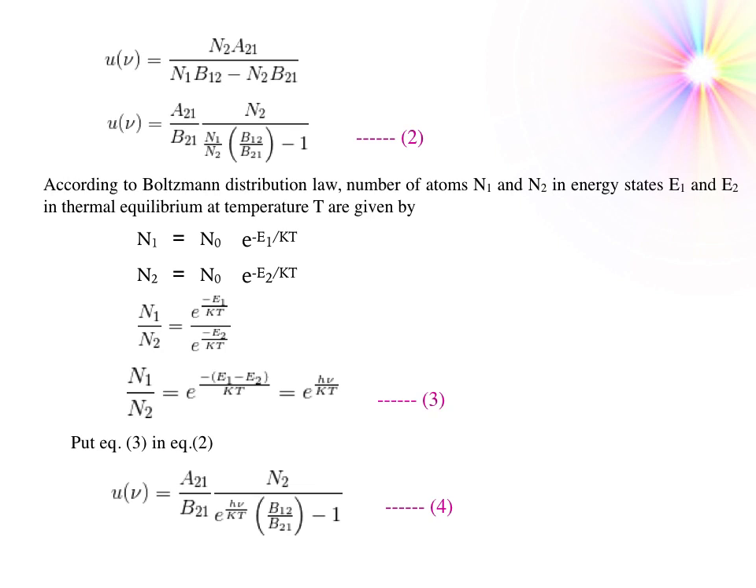Now, according to the Boltzmann distribution law, the population densities N1 and N2 are given as N1 is equal to N0 exponential minus E1 upon kT and N2 is equal to N0 exponential minus E2 upon kT, where N0 is the population density at absolute zero temperature, k is the Boltzmann constant and T is the temperature. So, with the help of this, we get the ratio of N1 and N2, that is equation 3, which is equal to exponential h nu upon kT, where h nu is equal to the energy difference of the two levels, E2 minus E1. Now, putting equation 3 in equation 2, we get the energy density U nu as equation 4.